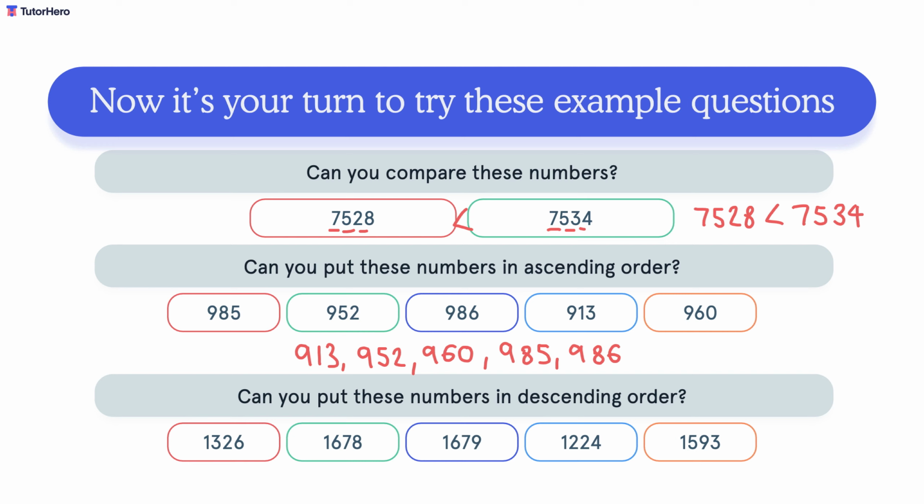And finally, can you put these numbers in descending order? Descending means from the largest number to the smallest number. Here are the numbers in descending order: 1,679, 1,678, 1,593, 1,326, and 1,224. Really well done if you managed to get all of those answers correct.